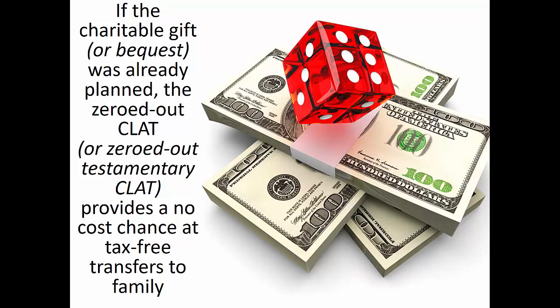This is one of the reasons why testamentary zeroed-out non-grantor charitable lead trusts are so attractive. For any taxable estate where the donor has already planned a substantial charitable estate gift, transferring the gift in the form of a testamentary zeroed-out non-grantor charitable lead trust provides the opportunity for tax-free transfers to heirs with no downside risk to the heirs.